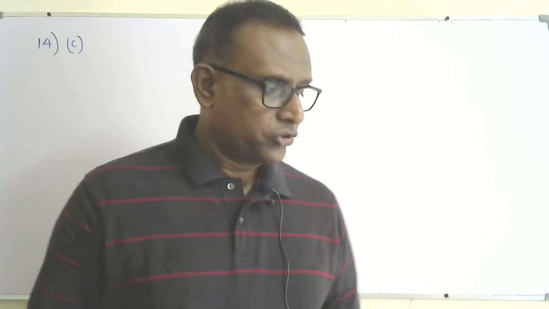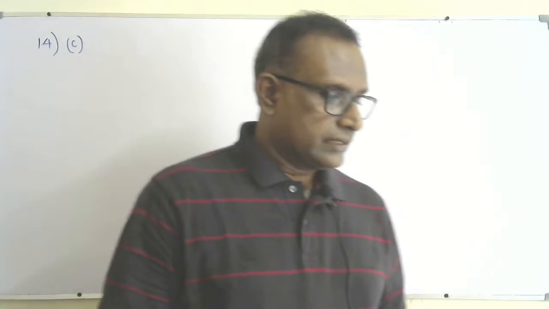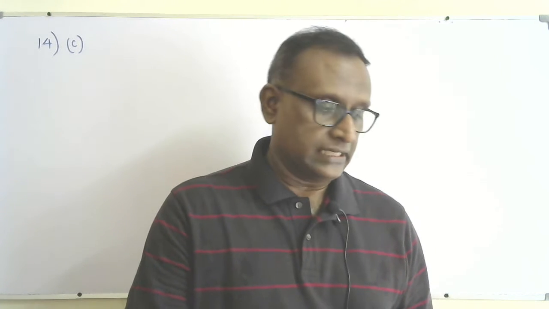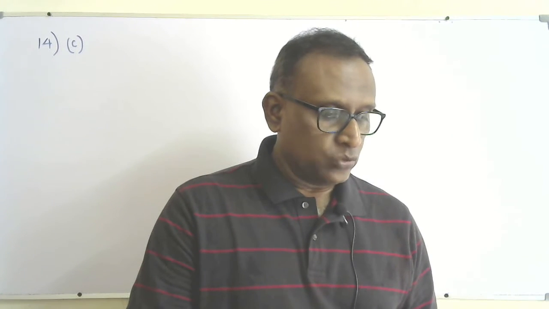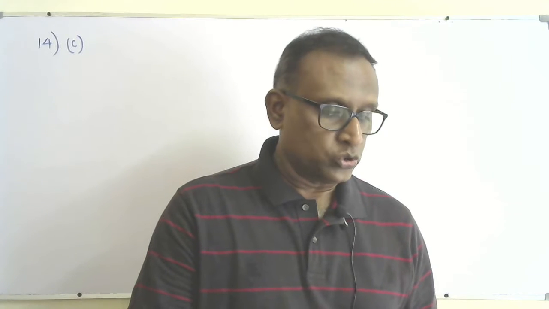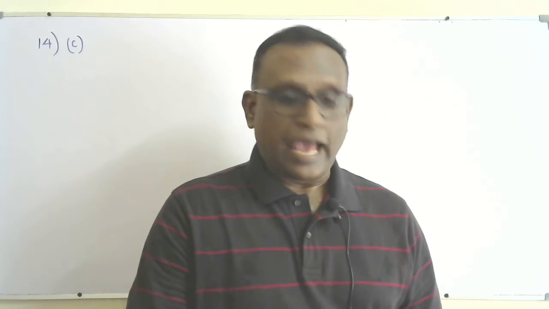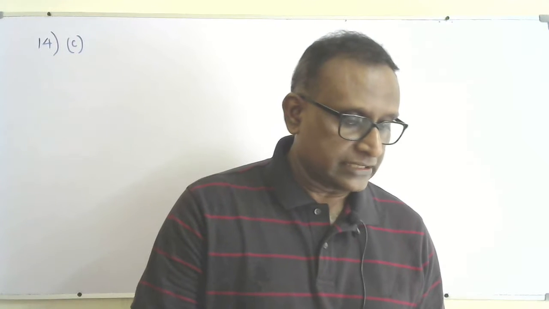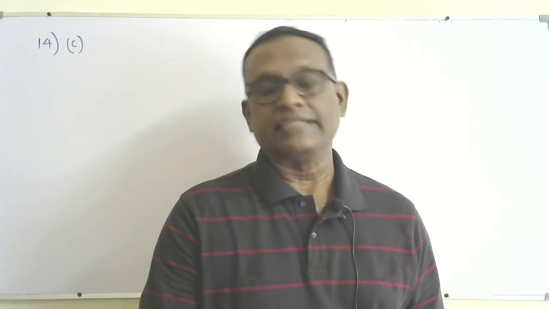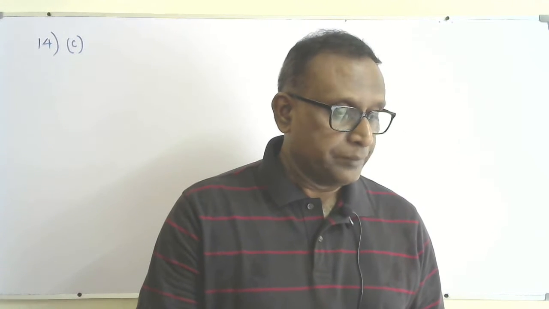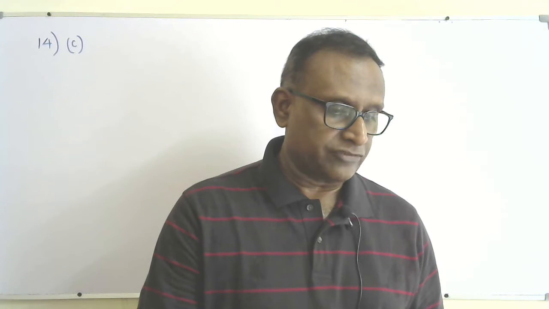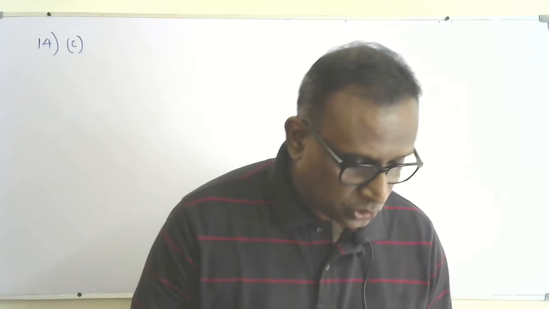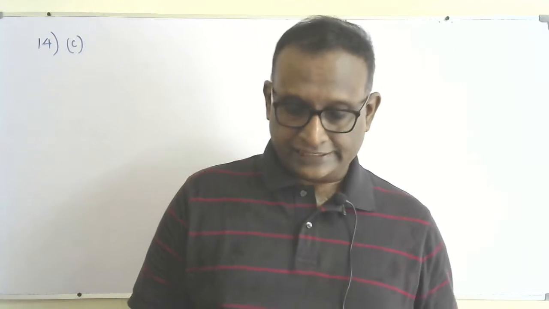Okay, question number 14, C part. The question says, we know that the nucleus is positively charged. An alpha particle with kinetic energy 6.29 mega electron volt approaches the platinum nucleus and is repelled. The proton number of platinum is 78. Calculate the minimum distance of the alpha particle from the platinum nucleus. Assume that the two particles, the nucleus and the alpha particle, are point charges.